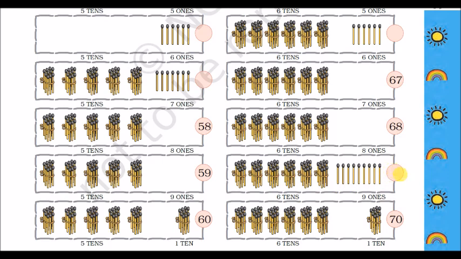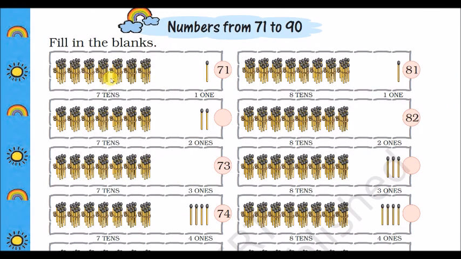6 and 9, 69. 6 tens and 1 ten. 60 plus 10, 70. 7 and 0. Numbers from 71 to 90. 7 tens and 1. 7 and 1, 71. 7 tens and 2 ones. 7 and 2, 72.